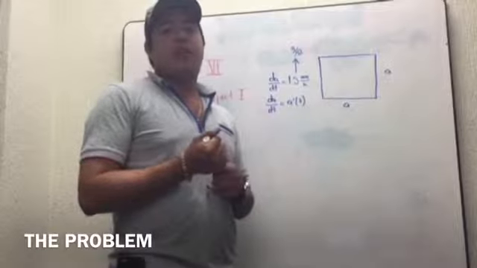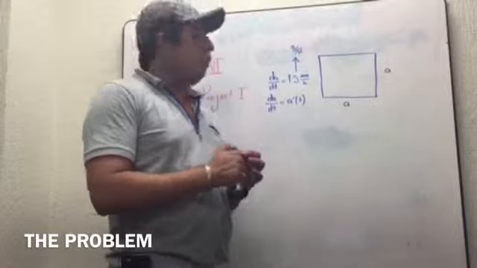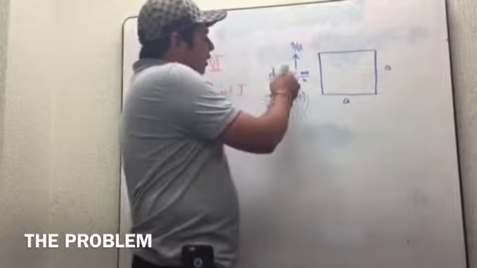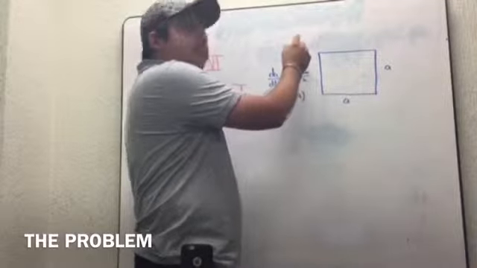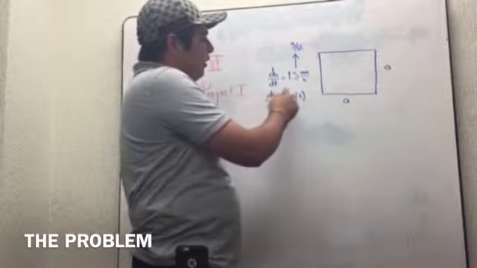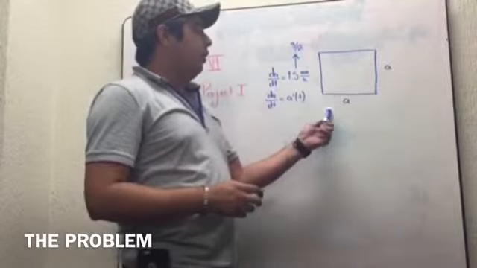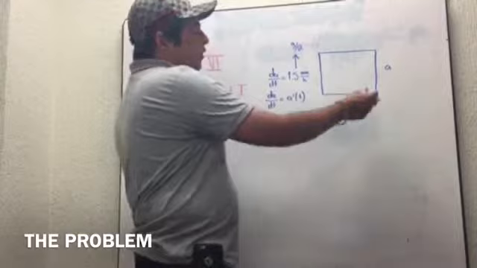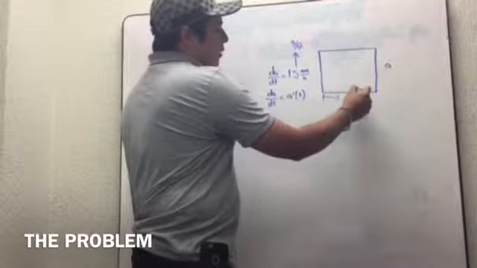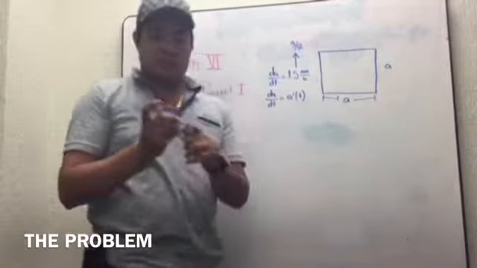First of all, we need to identify the information given. So here we know that da over dt is 1.5, that is the same as 3/2, and da over dt is equal to a prime of t. Here is our square, and a represents the sides of each.